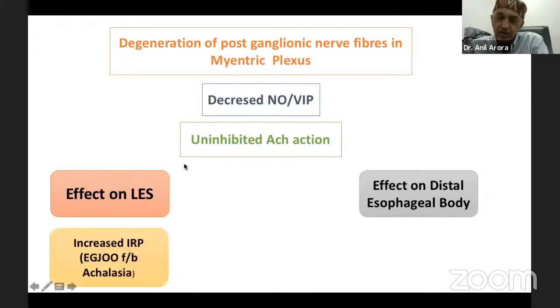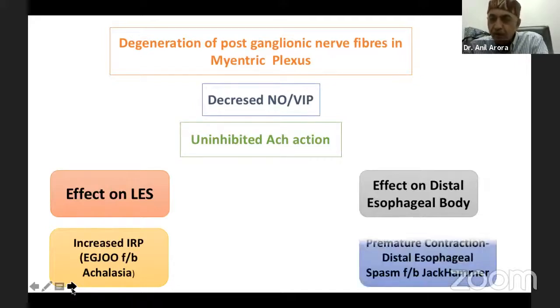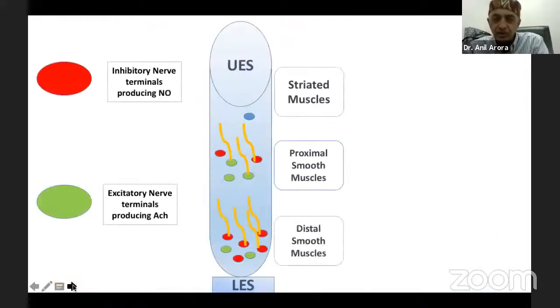If there is a destruction of the nitric oxide producing neurons in the LES, you will have a hypertonic LES leading to increased IRP. So that will present typically as EGJOO or achalasia. However, if there is a loss of the inhibitory neurons in the distal esophageal body, you will have inflammation and spasm of the distal esophagus. Let's see how it translates into clinical practice.